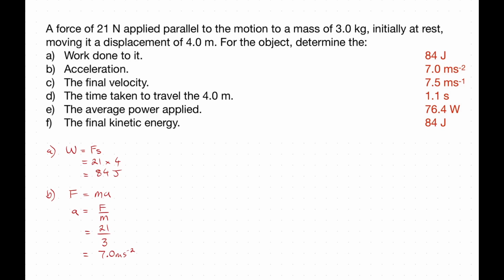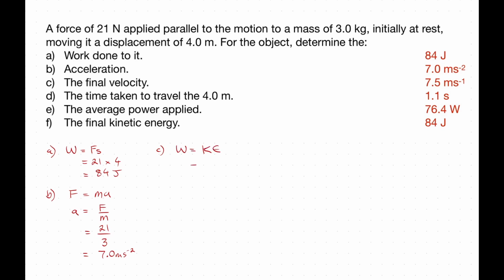Our next one, our final velocity, C. We've got to figure out, well, it starts at rest, so our final velocity is just going to be all of our work done converted into kinetic energy, because we're making the assumption that it's parallel, it's not moving up or down, so there's no potential energy. So we're going to say that the work is equal to our kinetic energy.